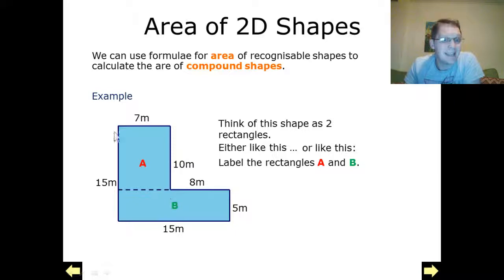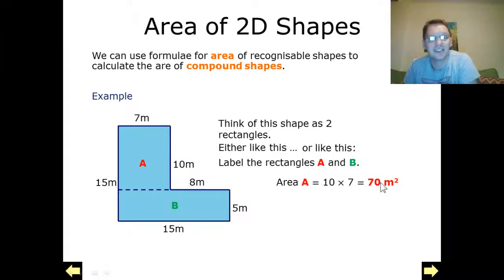I've labelled these A and B just because I'm going to find the area of A and then I'm going to find the area of B. So the area of A is 10 times 7, because remember I've cut this shape across here. So my length here is 10 meters by the width, which is 7 meters. So 10 times 7 gives me 70 meters squared. Meters because our measurements are in meters.